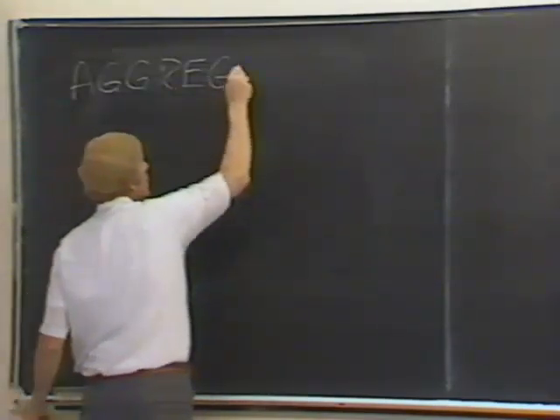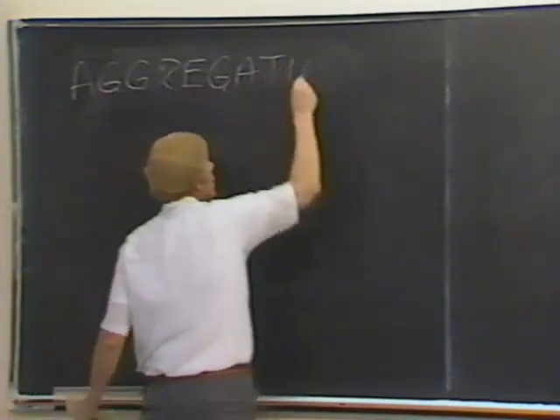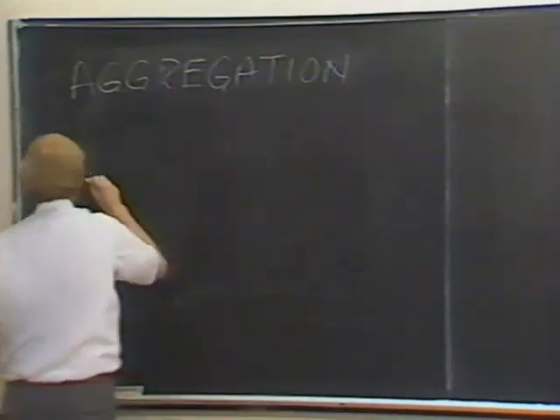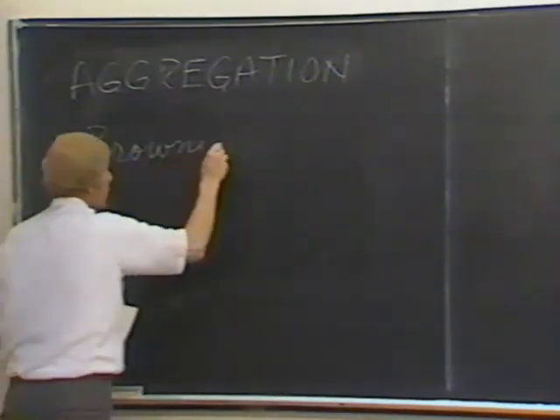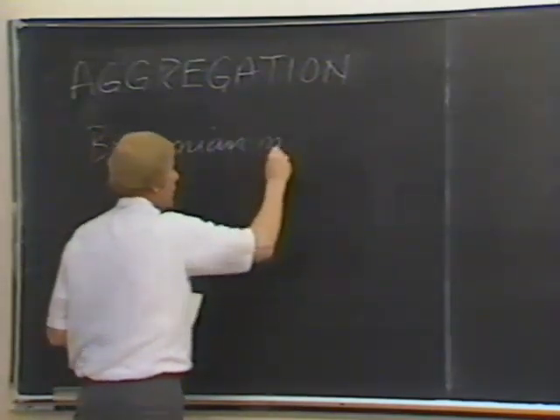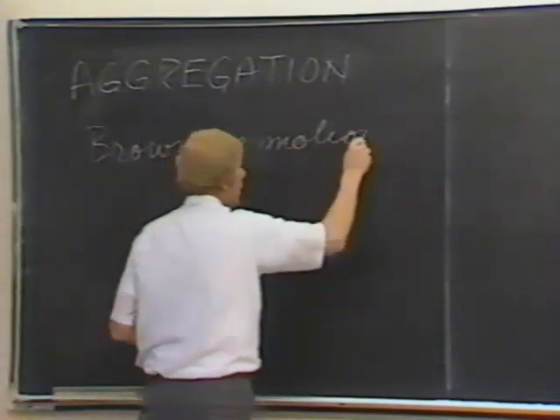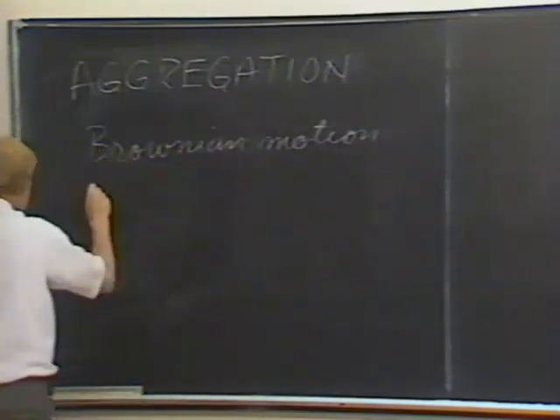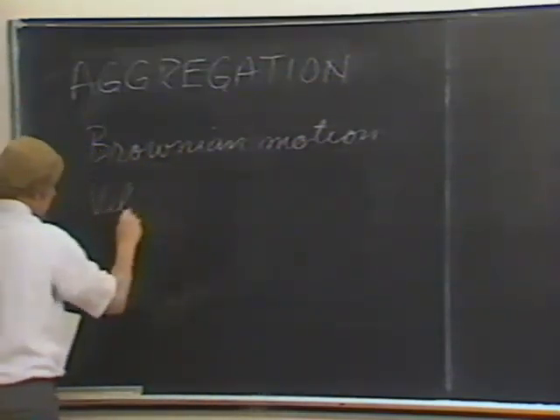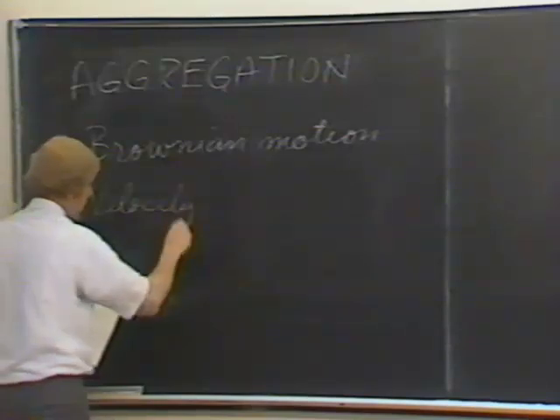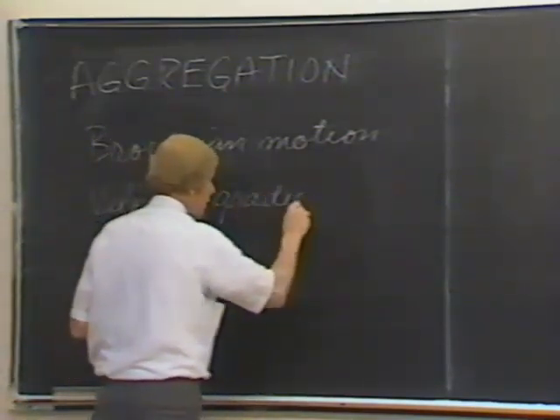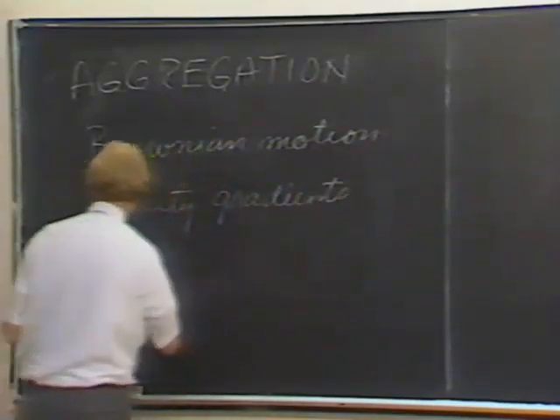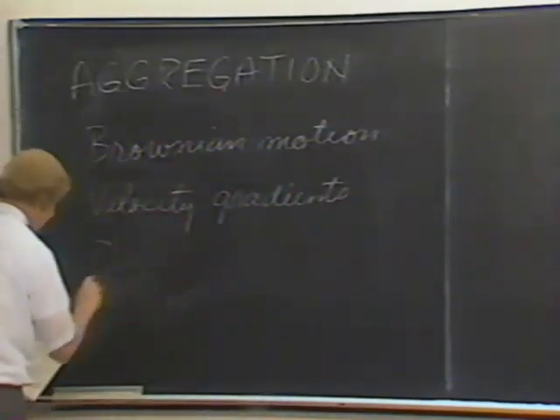The first is Brownian motion. The second is velocity gradient. And the third is differential settling velocities, or I'll say different settling velocities.